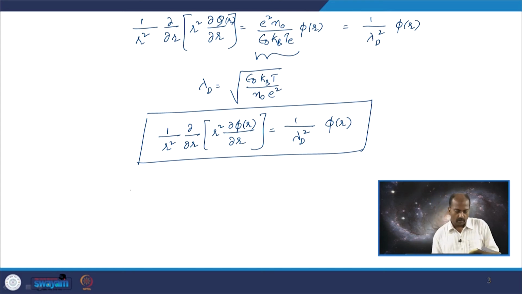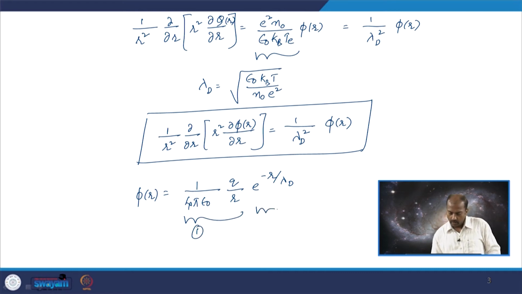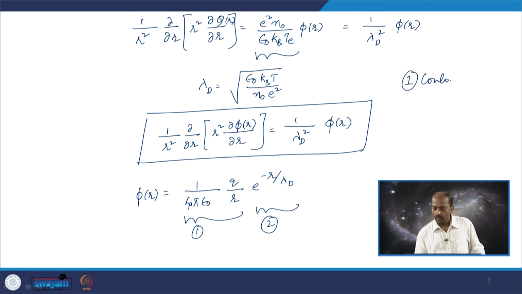So, the solution looks something like this. Phi of r is simply 1 by 4 pi epsilon naught q by r into e to the power of minus r by lambda d, right. So, this has two parts actually. Let us say we call part 1 and part 2. So, part 1 is the Coulombic potential. You see it clearly, just 1 by 4 pi epsilon naught q by r. The part 2 is an exponential part.